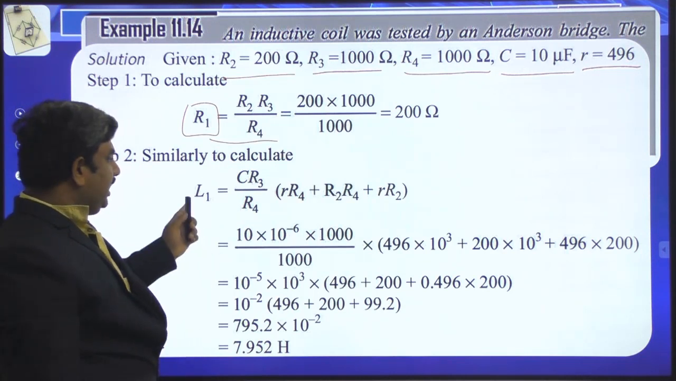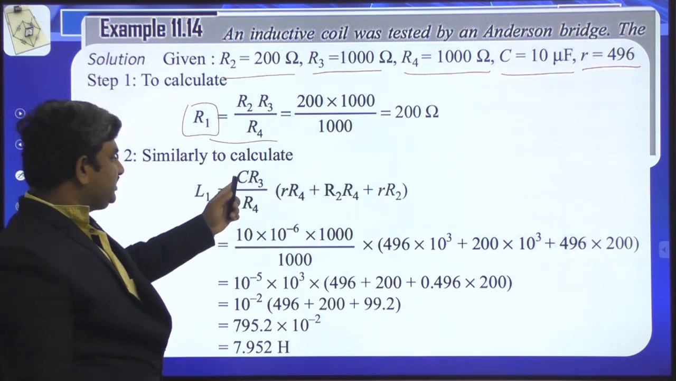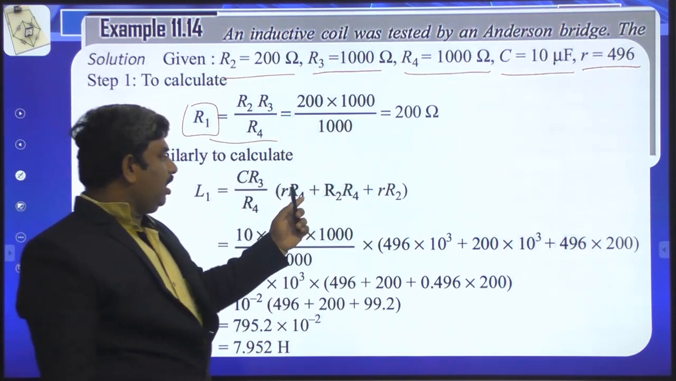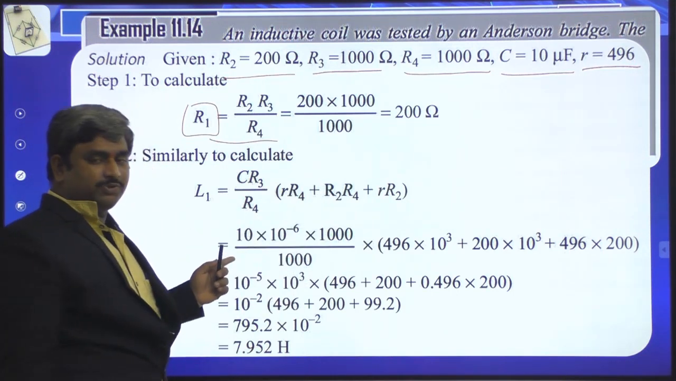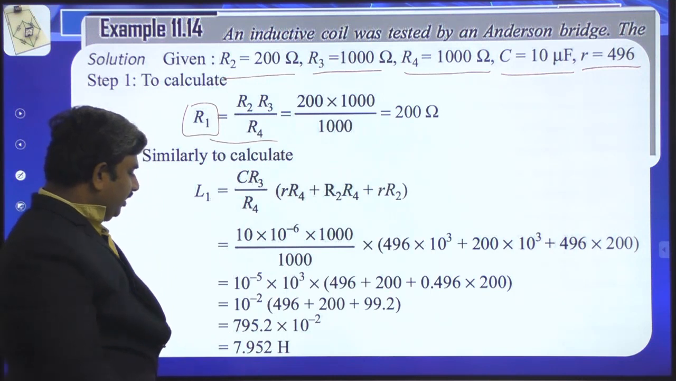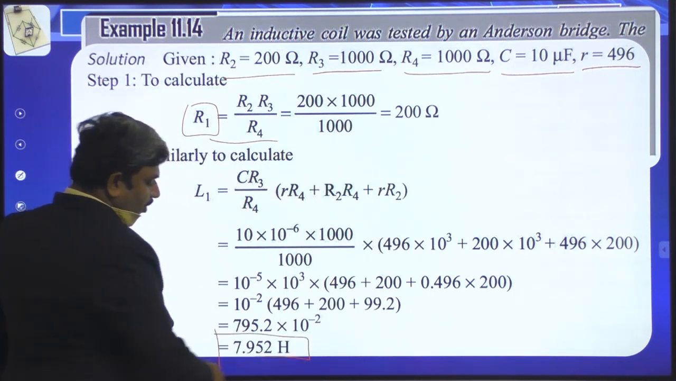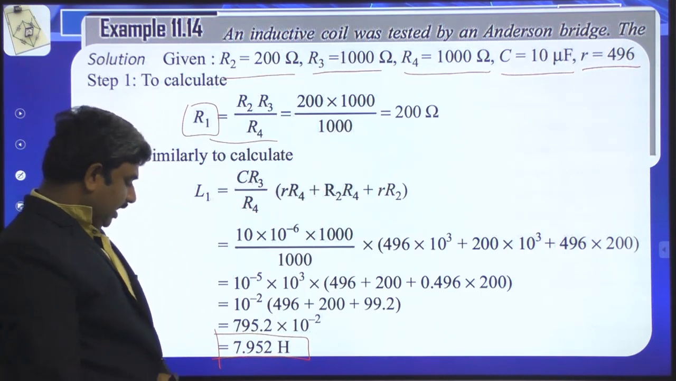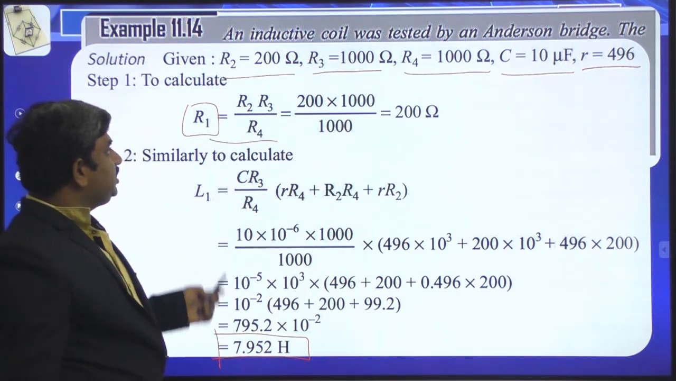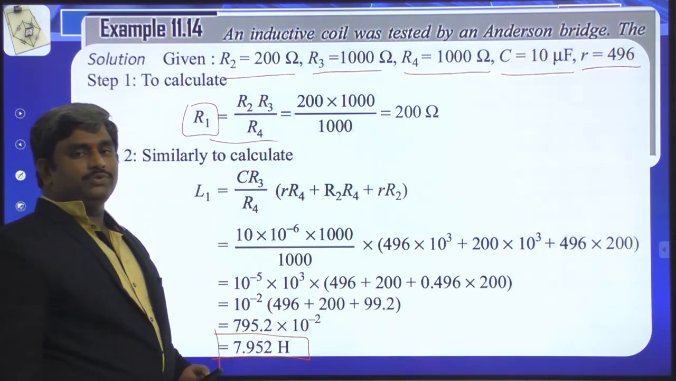Similarly, to calculate L1, we have to substitute the formula C R3 by R4 into R4 plus R2 R4 plus R3. So this way, in this expression, we have to substitute the values. Finally, we got 7.952 henries. So this is about the problem solution.